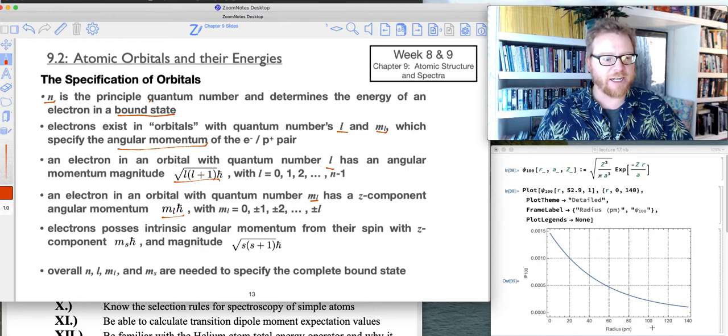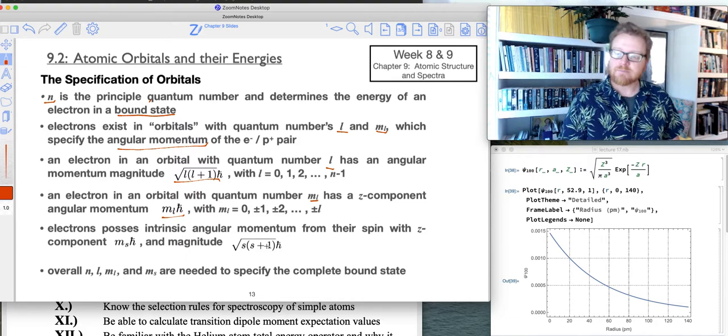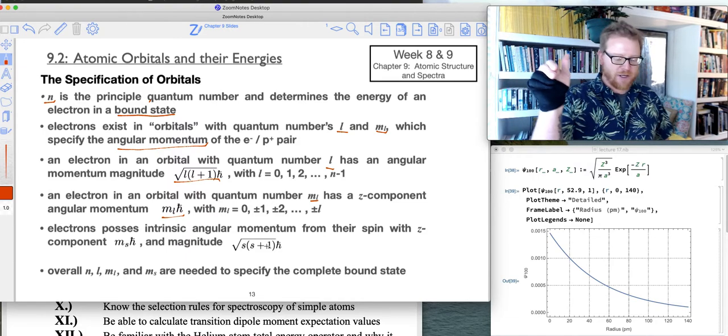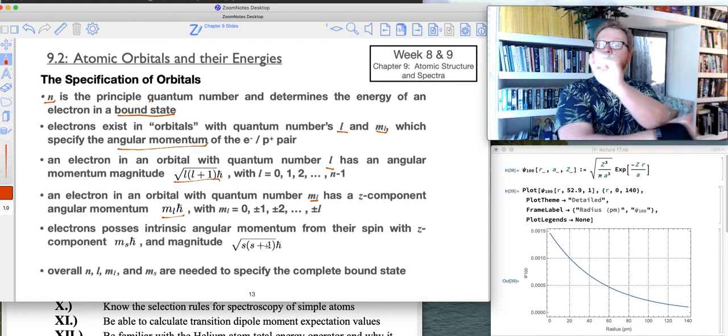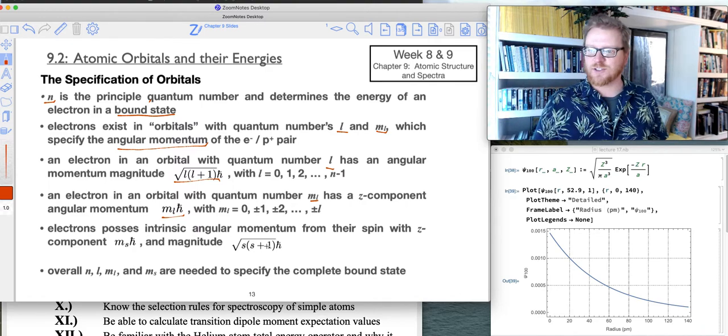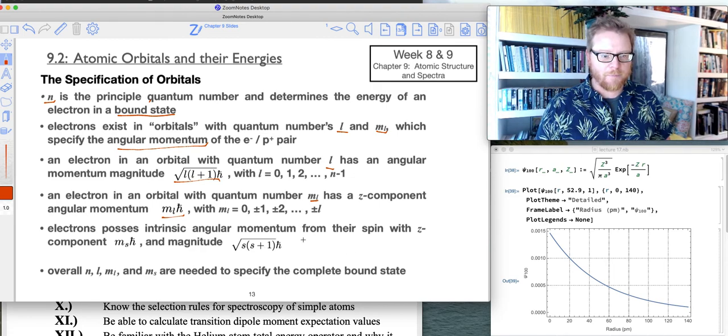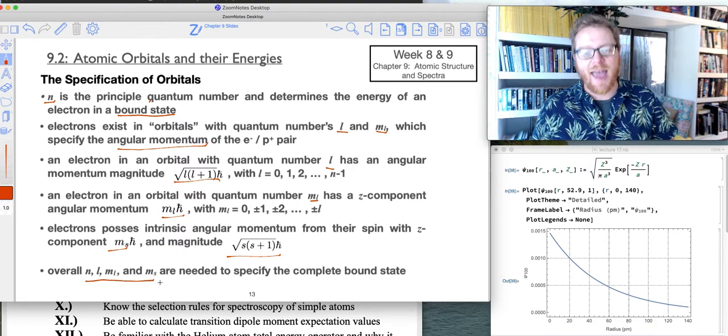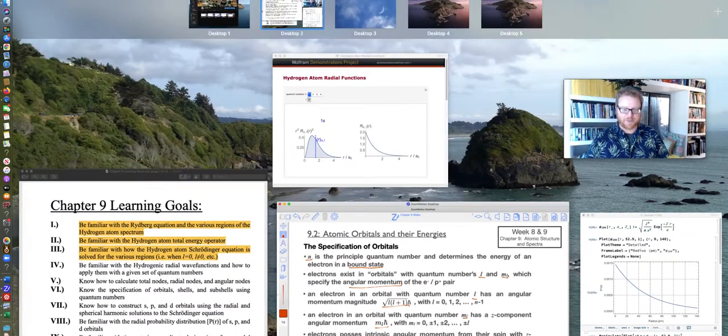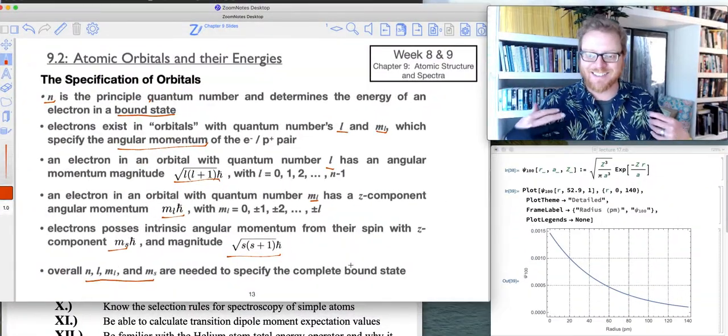Additionally, electrons possess intrinsic angular momentum from their spin. So electrons are spinning round and round while they're orbiting the nucleus, much like our sun, moon, planet Earth system. MS h bar on the z component and total magnitude root s times s plus 1 h bar. And overall, we need N, L, ML, and MS to specify a complete bound state.